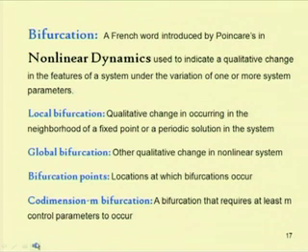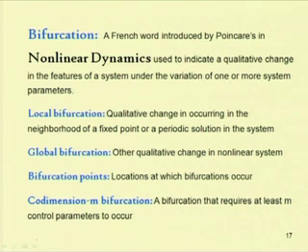bifurcation of the system. So, this is a French word introduced by Poincare. So, we can have local bifurcation, global bifurcation, and bifurcation points also, and a co-dimension M bifurcation. So, a bifurcation that requires at least M control parameters to occur is known as co-dimension M bifurcation, and the location at which the bifurcation occurs, that is the bifurcation point.